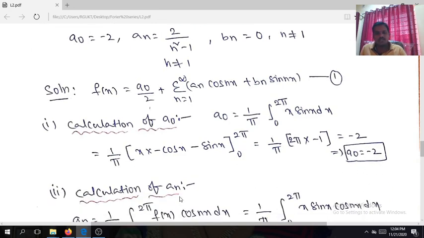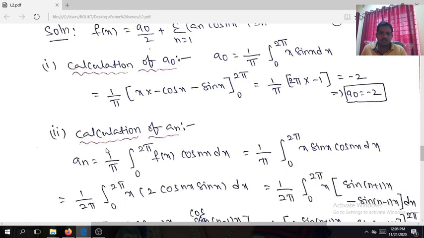Next, calculation of an. This is the formula. You know that an equals 1 by pi integral 0 to 2 pi f of x cos nx dx.